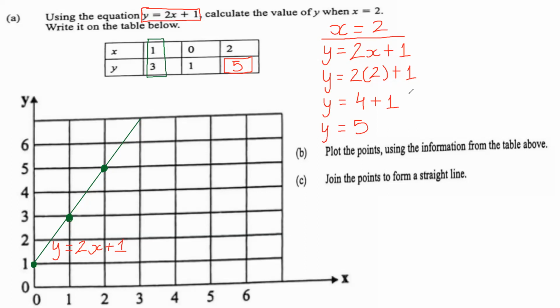So we have to draw it past the last point too, like how you did it? Past the last point? Yes, sir. They say join the points to form a line. Whether you extend it or not, they didn't say. Either way, the points are still joined. So whether you stop at two or extend it over, it doesn't matter. Still the same line. Okay.